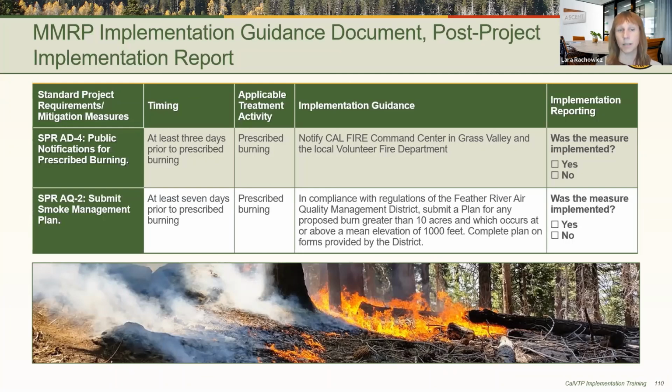In this case, the project needs to comply with regulations of the Feather River Air Quality Management District, which requires the landowner to submit a smoke management plan for any proposed burn greater than 10 acres and which occurs at or above a mean elevation of 1,000 feet. And this information is included in this guidance document. Next slide, please.